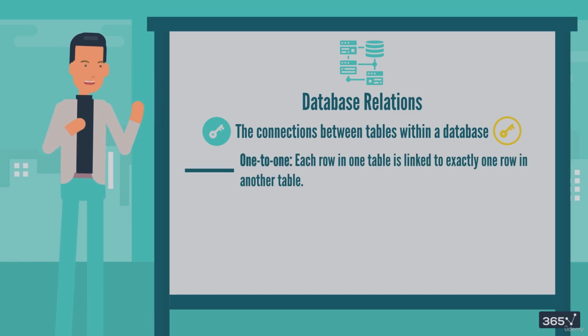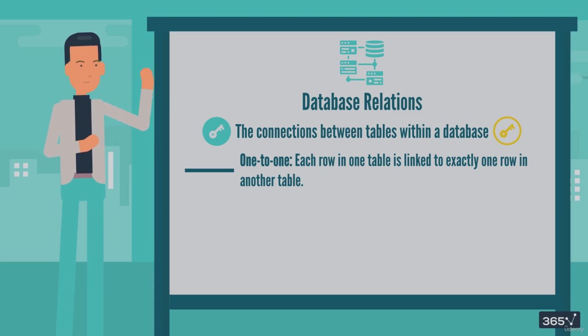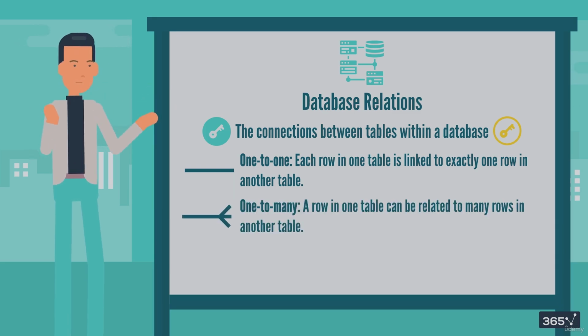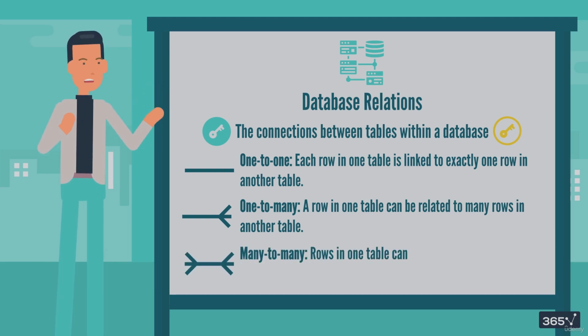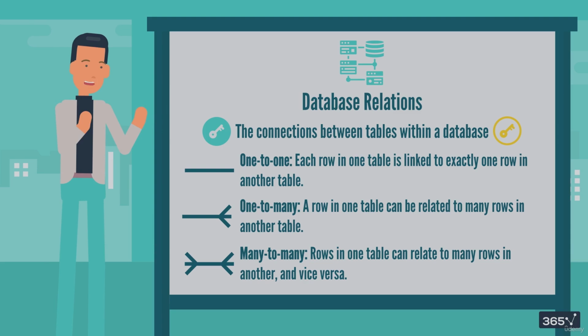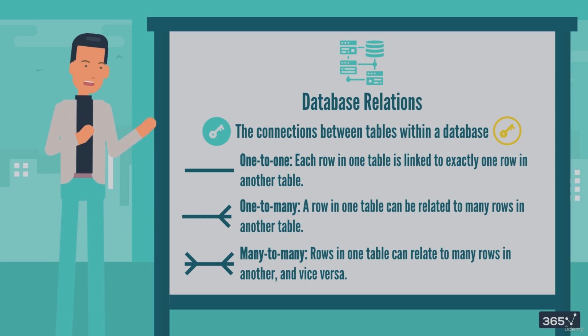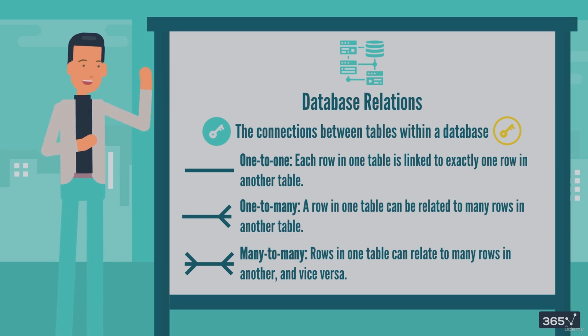One-to-one. Each row in one database is linked to one and only one row in another table. One-to-many. A row in one table can be related to many rows in another table. Many-to-many. Rows in one table can relate to many rows in another and vice versa. This often requires a third table, known as a junction or join table, which holds foreign keys referencing the primary keys in the two other tables.